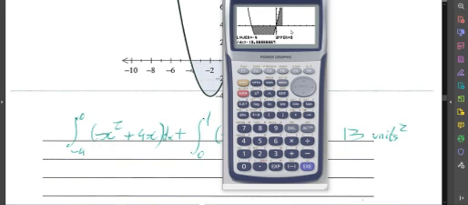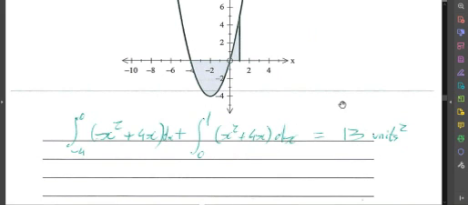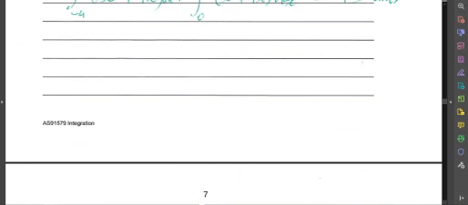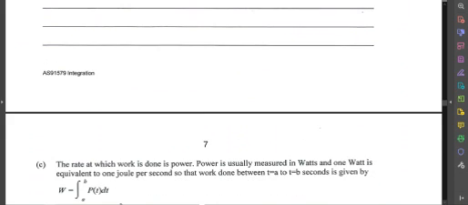It's negative because it's below the x-axis, but I want to find the area, which is a surface, so it's got a positive value. So I've got 10 and 2/3, and this one was 2 and 1/3. So altogether it is 13 units. Did I need to integrate or do anything like that? No, just plug it into my calculator.